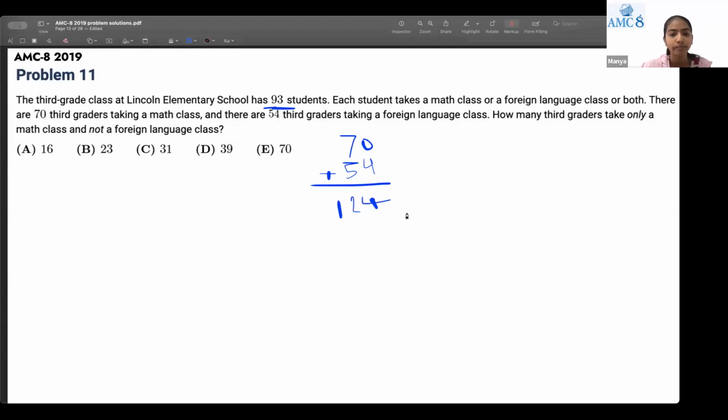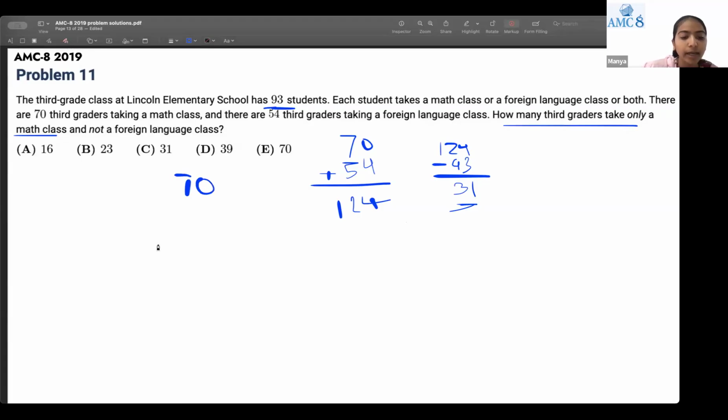So 124 minus 93, and we do this to find out the students that are taking both of the classes. And that will be equal to 31. And so how many students only take a math class and not a foreign language class? Since this is both, we'll have to do 70, which is the total number of students taking a math class, minus the students that are taking both of the classes. So 70 minus 31 is equal to 39. So 39 is the total number of third graders that only take a math class and not a foreign language class. And that's how we got our answer choice D.